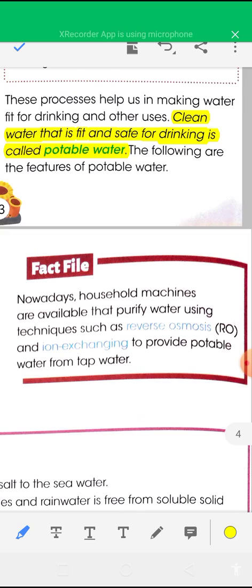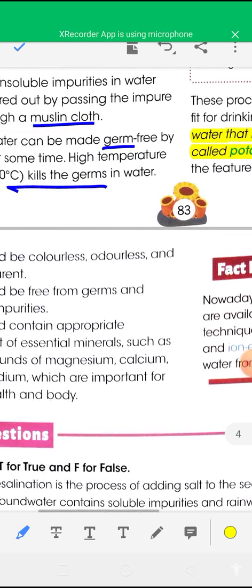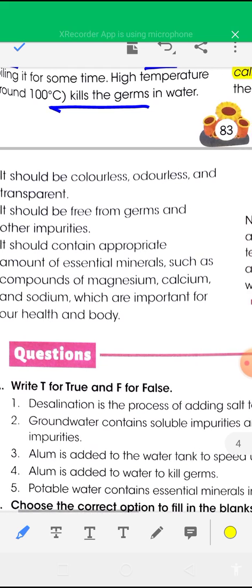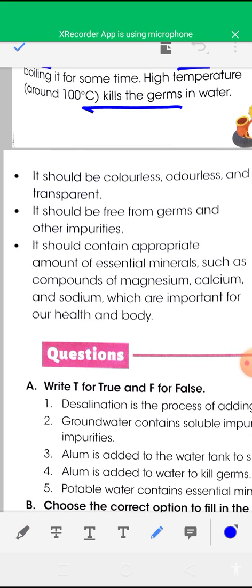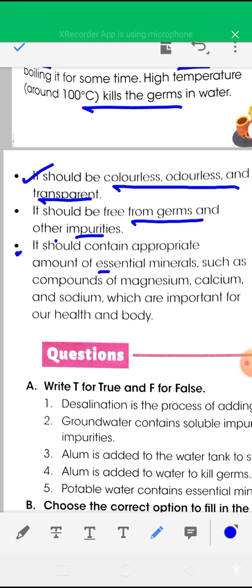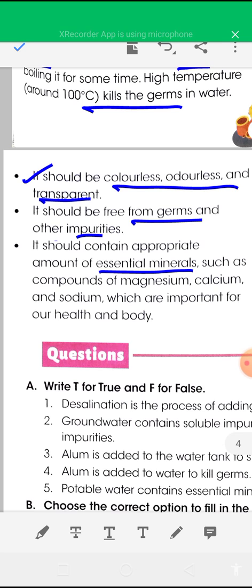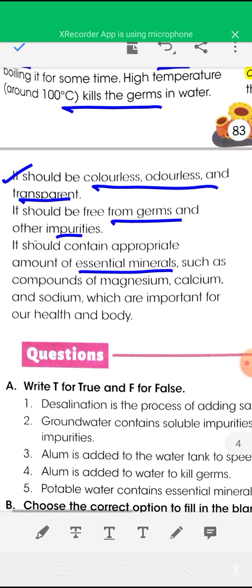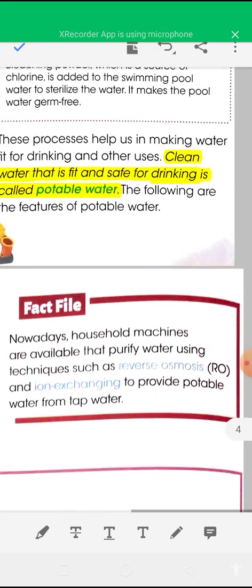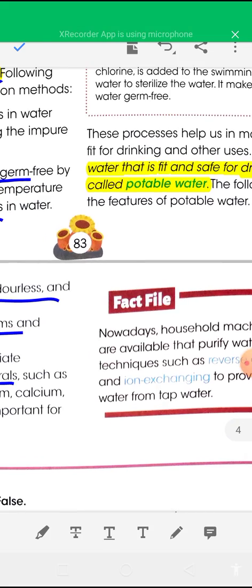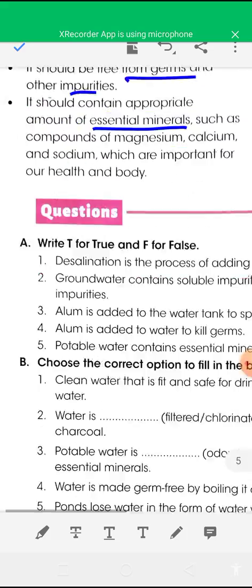The characteristics of potable water are: it should be colorless, odorless and transparent. It should be free from germs and other impurities, and potable water should contain an appropriate amount of essential minerals such as compounds of magnesium, calcium, sodium, which are important for our health and body. These are the characteristics or features of potable water.